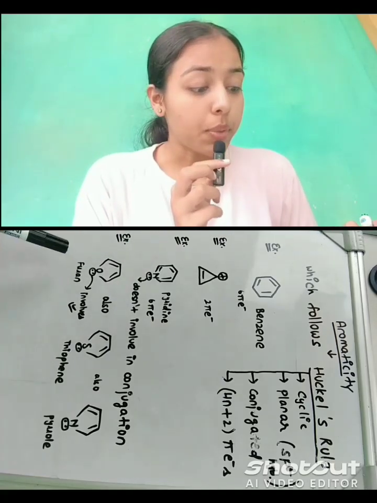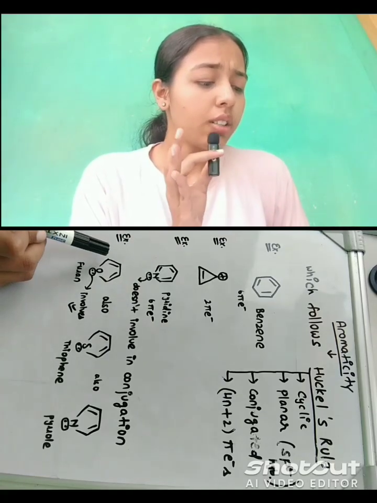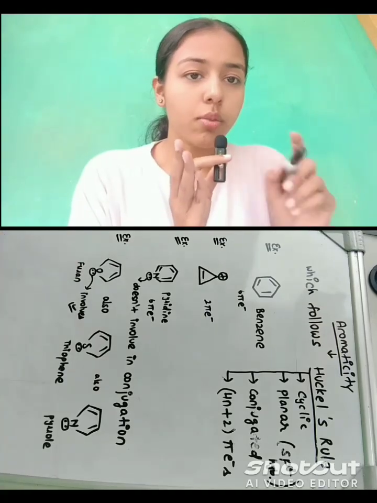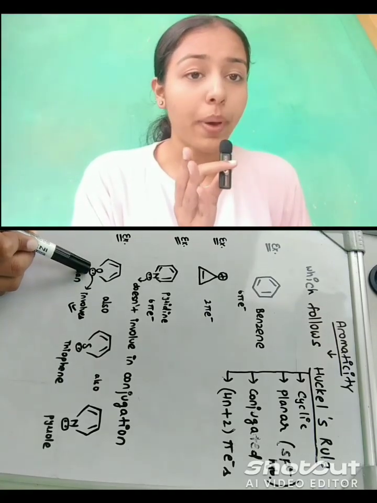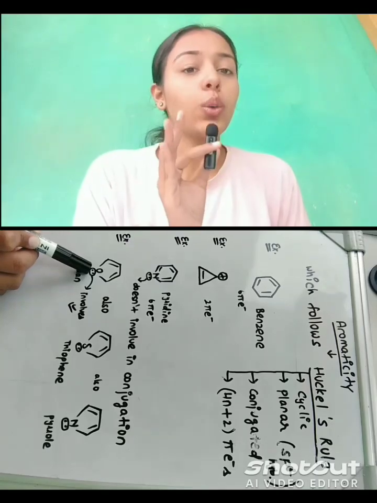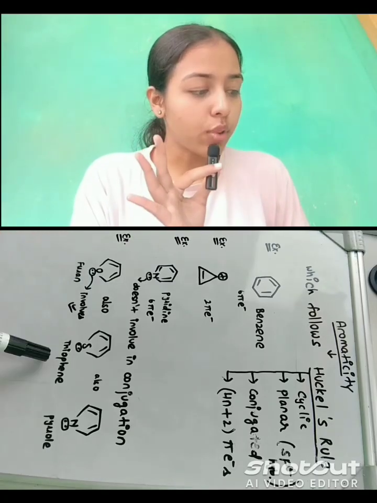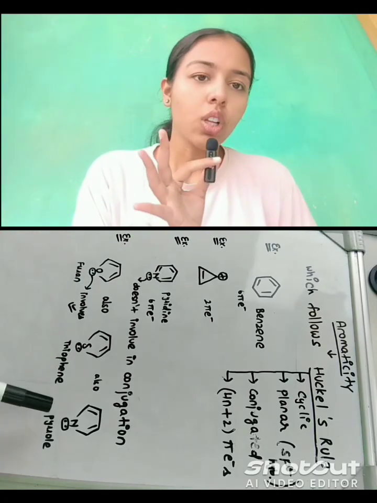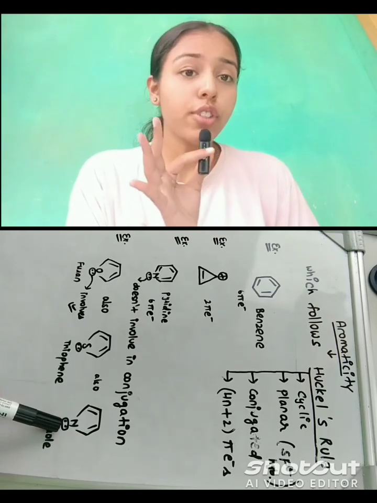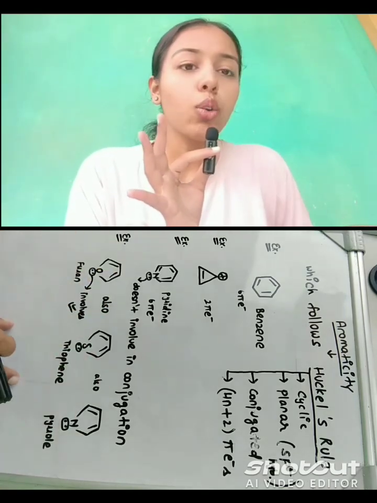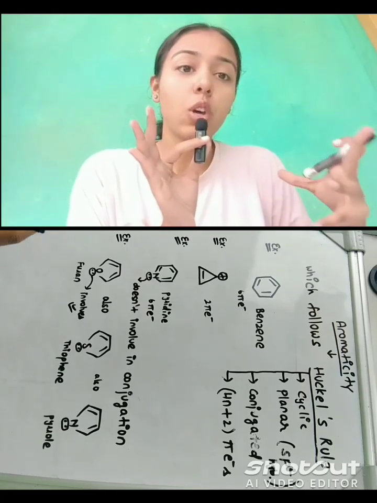Further, the next example, furan. Here there are 2 pi bonds, which means 4 pi electrons. Also, this lone pair is involved in conjugation. You have to remember that in furan, thiophene, and pyrrole, the lone pair which is present is involved in conjugation. So this is how you can determine what is aromatic.